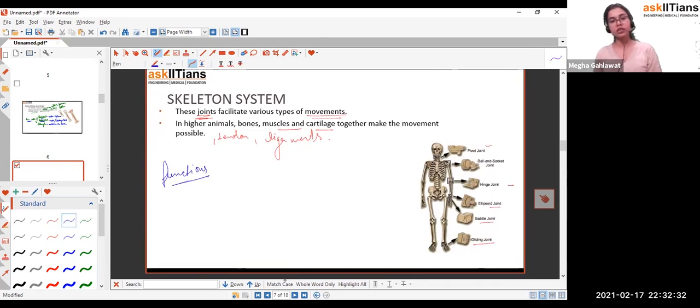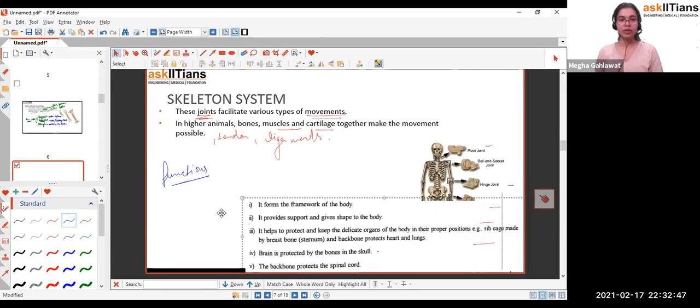Functions of the skeletal system. Now, I know that I have given you the skeletal system functions already, but there are multiple more which you need to understand and study. So we have the skeletal system functions right here.